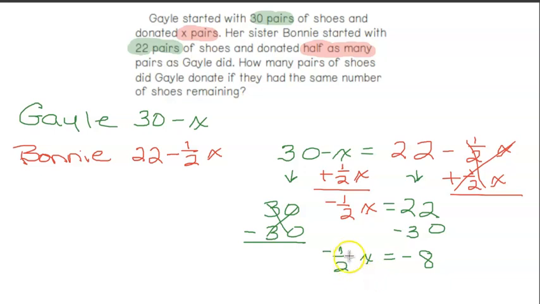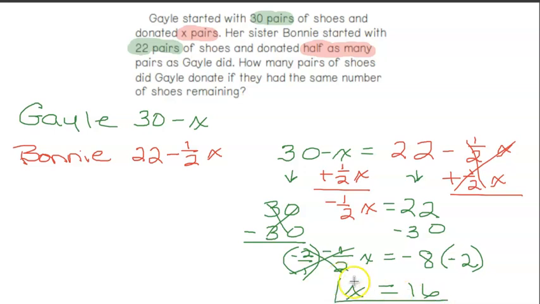Now, dividing by negative 1/2 is what I need to do, but when we divide by a fraction, remember we multiply times the reciprocal. So we're going to multiply times negative 2, because negative 2 over 1 is the same thing as negative 2. When I multiply these, they cancel out and they equal 1. So x equals negative 8 times negative 2, which is positive 16. So that means that Gail donated 16 pairs of shoes.